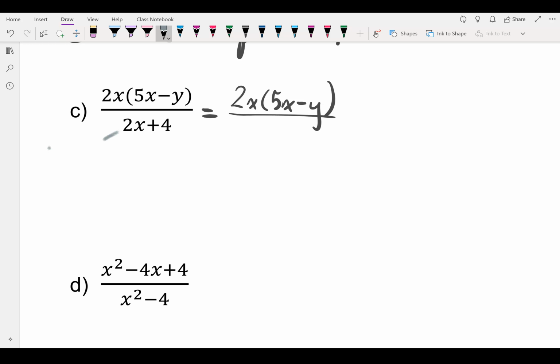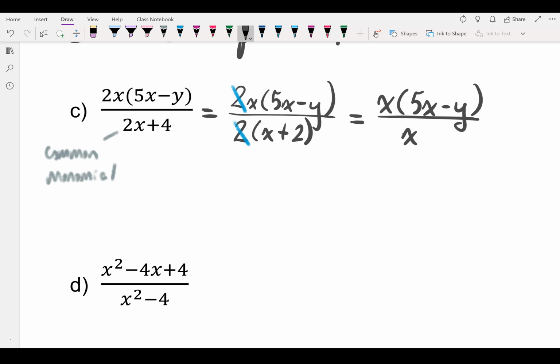So the bottom, I'm going to do common monomial. Take a 2, left with x plus 2. Do you see anything that can cancel? Well, the brackets can't cancel, but hey, look at those numbers. Those numbers can cancel. There's a 2 on top, there's a 2 on bottom, and I've got something a little nicer than what I started with. And there we go. So that's how I simplify that one. Let's try the next one.